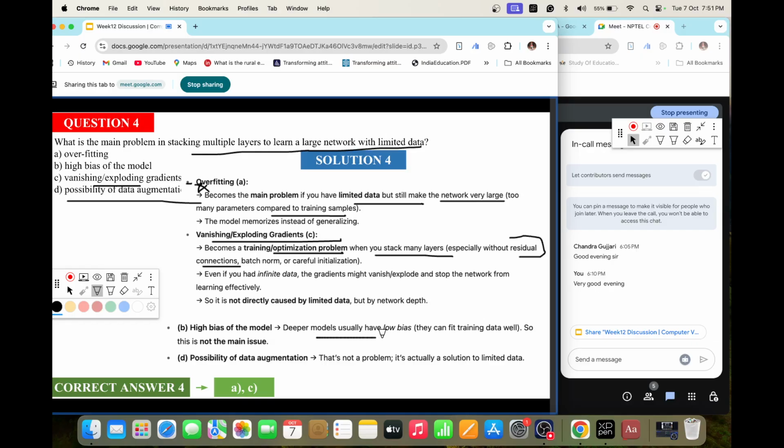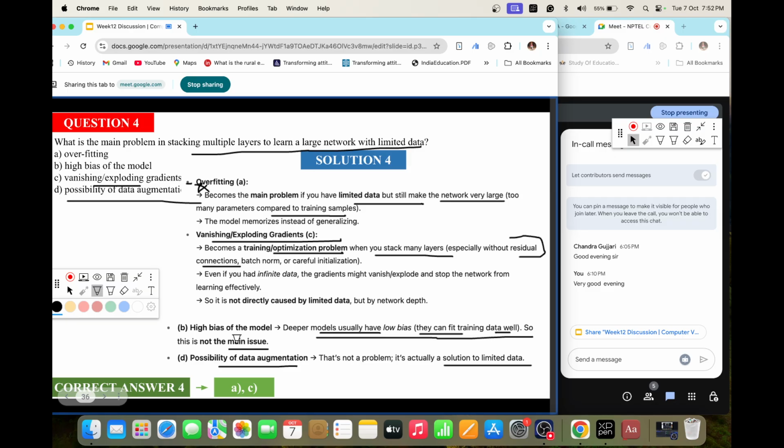Now high bias of the model. Deeper models usually have low bias, that is true, they can fit the training data well, so this is not the main issue. Data augmentation, as I have already told you, is not a problem; it's actually a solution for limited data. So option D is always wrong.